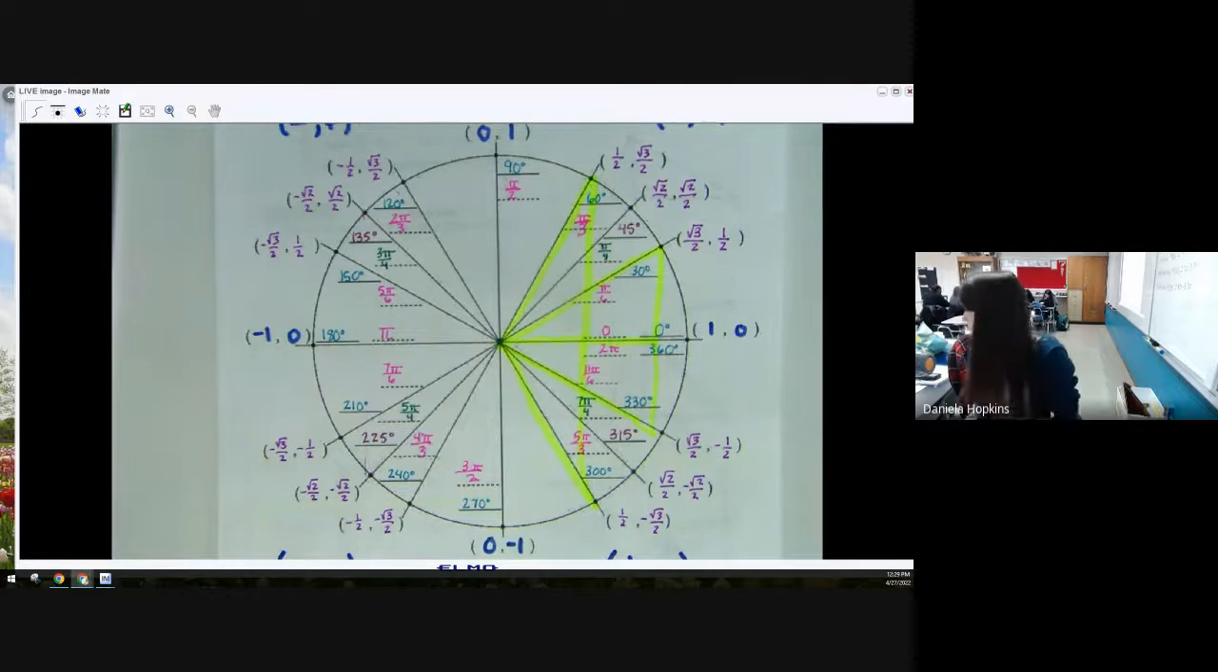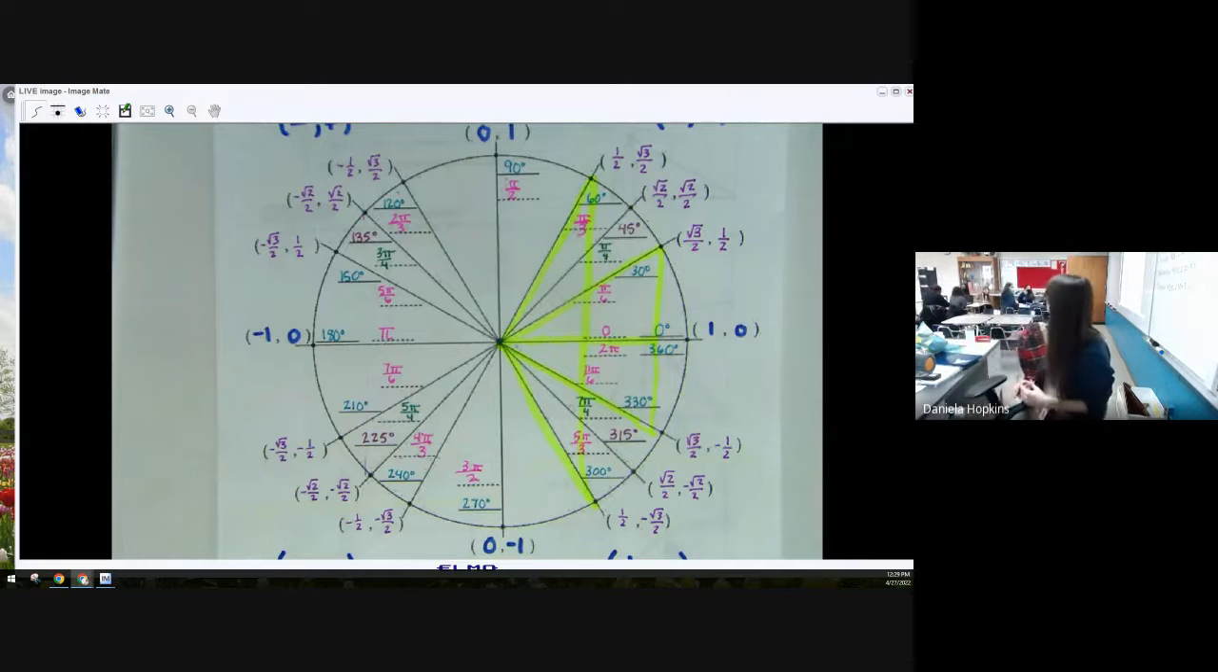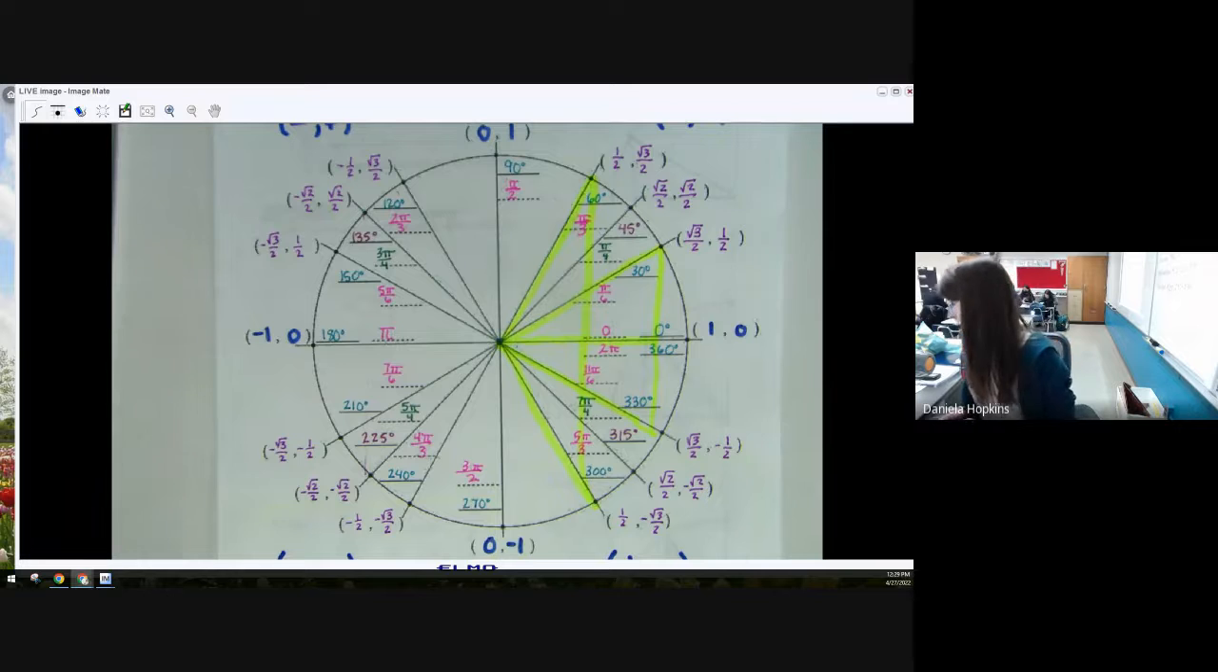Honestly, if I asked you to memorize this whole thing, you think you could do it? I think it would take a while to fill out, but yeah. I don't even know if memorizing it is the right word. It's more like how you fill it out and just going through the steps. Any questions about the unit circle?